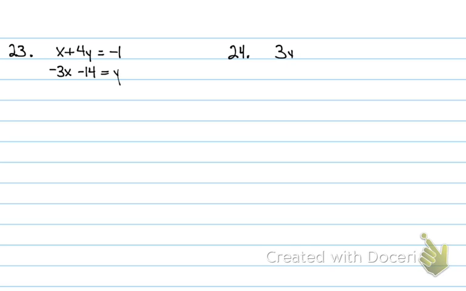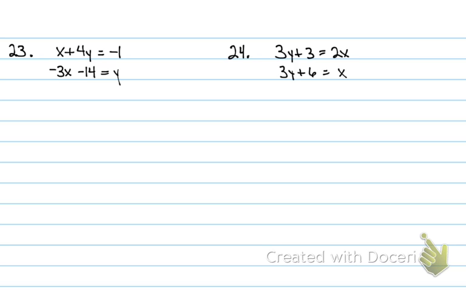Number 24 is the system off to the right. 3y plus 3 equals 2x, and 3y plus 6 equals x. All right, and for both of these, your answers will be whole numbers. All of the numbers will be whole numbers. There will be no decimals. All right, so try to work through those.